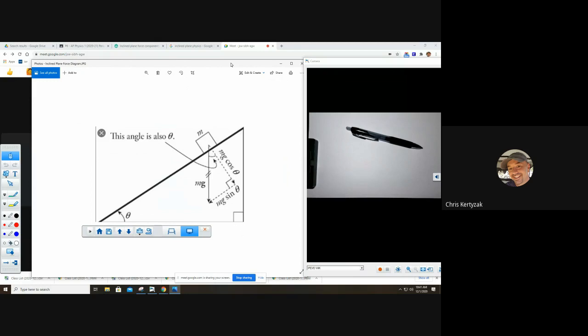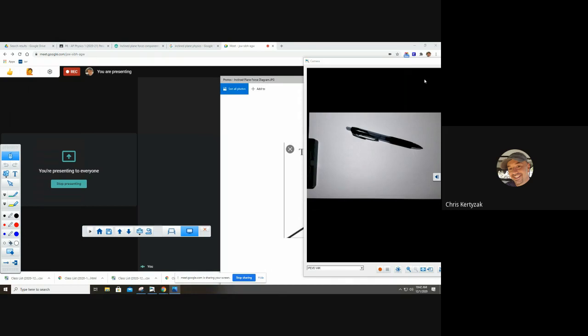Today's lesson is going to be in reference to the inclined plane. And I do have an image here to help you visualize what we'll be talking about. An inclined plane, usually referred to as a ramp, is referred to as an inclined plane.